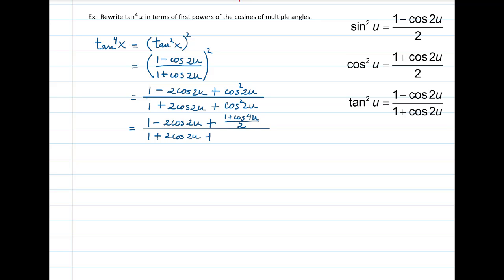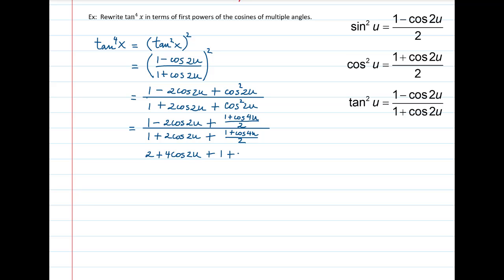Okay, so changing the cosine squared of 2u to 1 plus cosine 4u over 2. Notice how the angle on the cosine squared is 2u, and when you use the identity you have to double that angle. So double of 2u would be 4u. So that's where that 4u comes from. And I'm doing that on the top and on the bottom. This will get a little messy, but after we simplify, we should have a relatively nice expression.